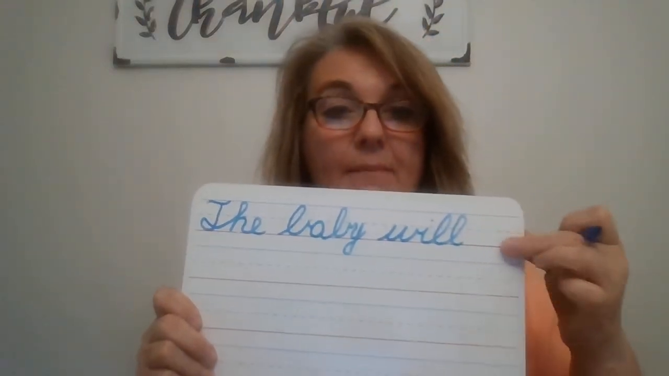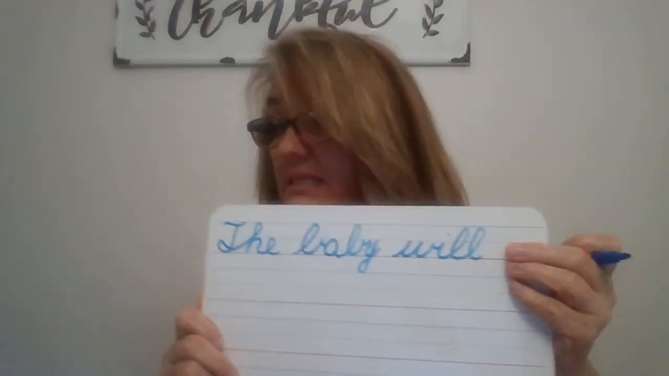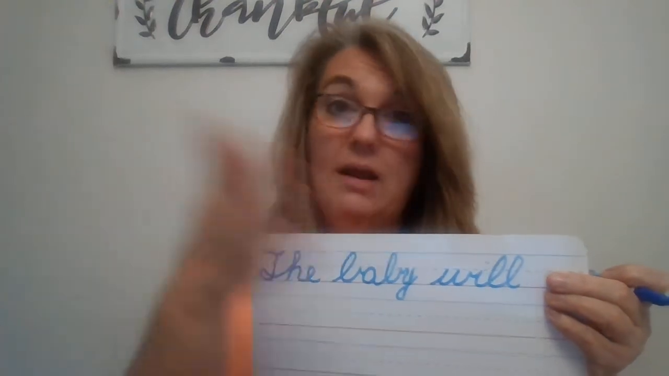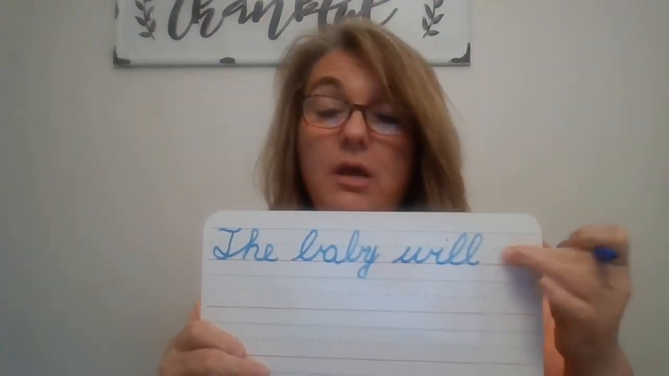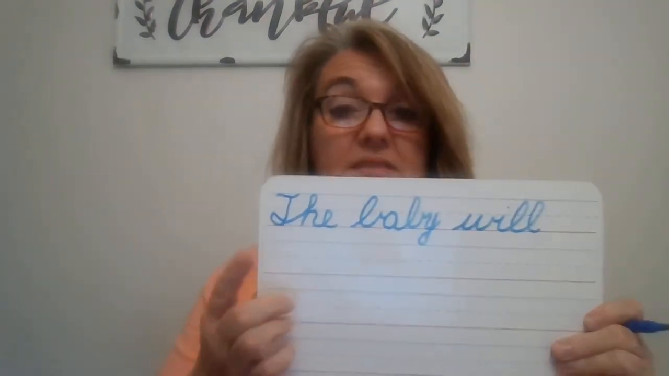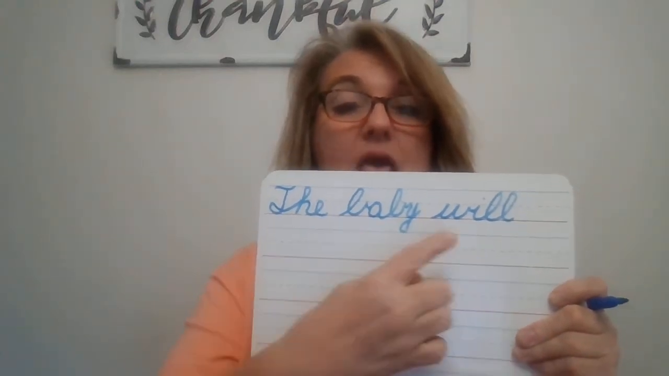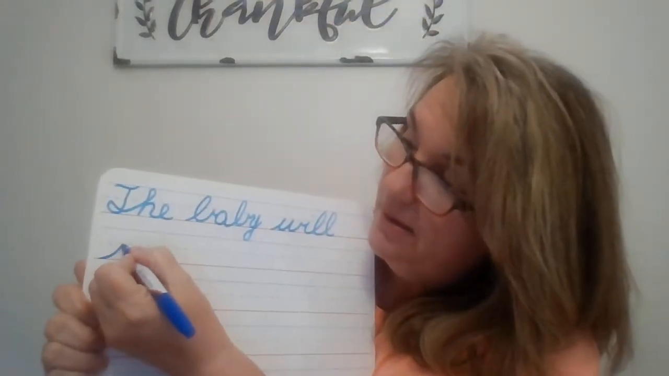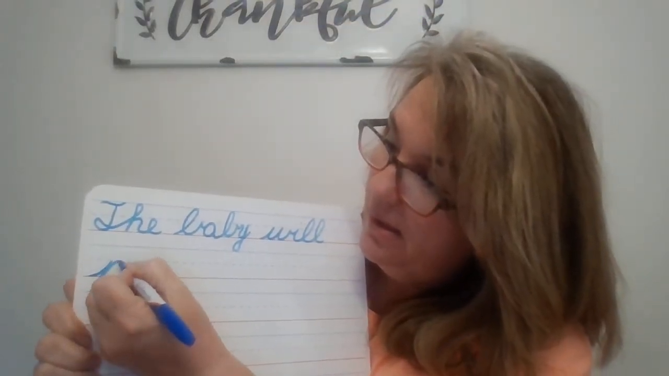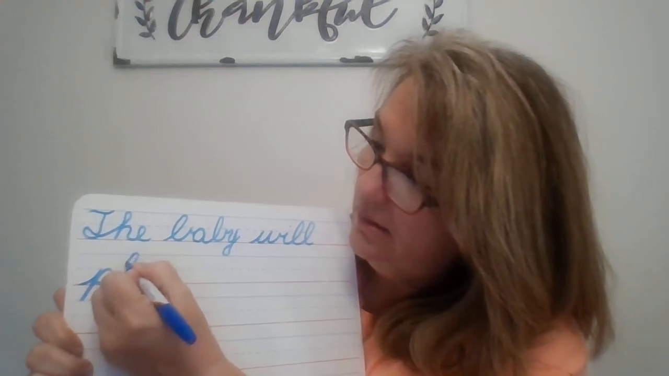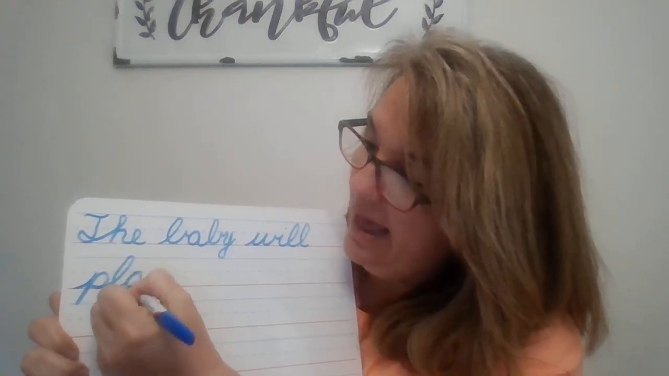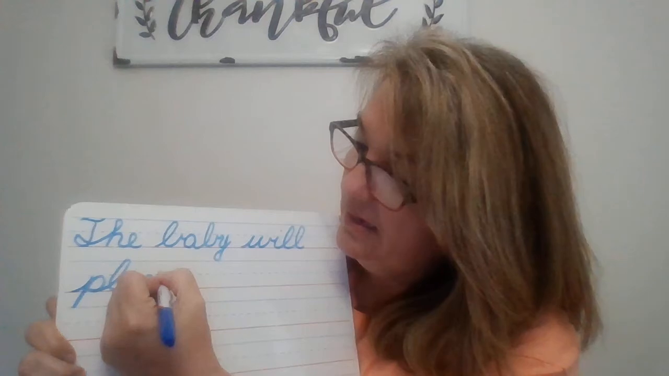Now, I'm out of space here. If you've got space, because I had space in my book to write a couple more words. I just don't have it on here. If you have space, keep on going. Miss Robinson has to go down here, okay? Read this with me. The baby will play. So we're going to put P, L, A, Y.